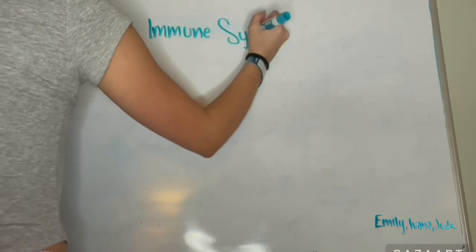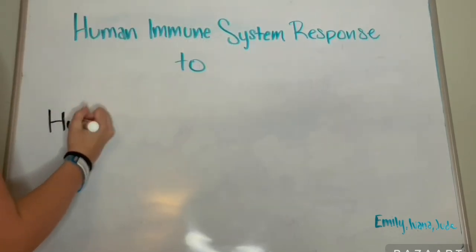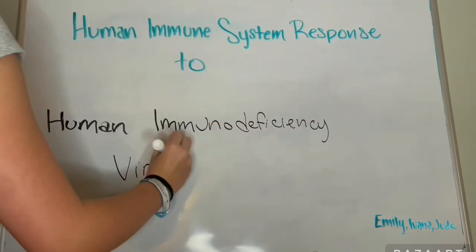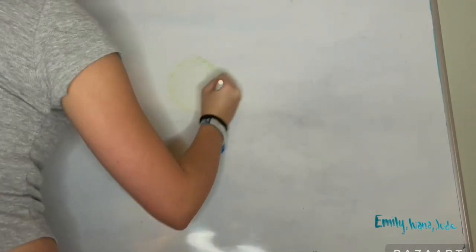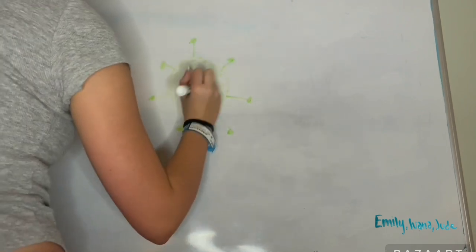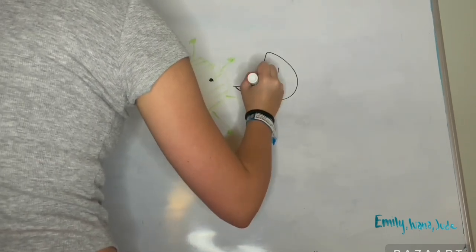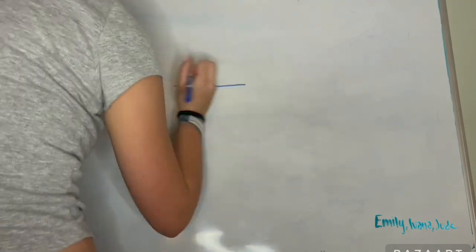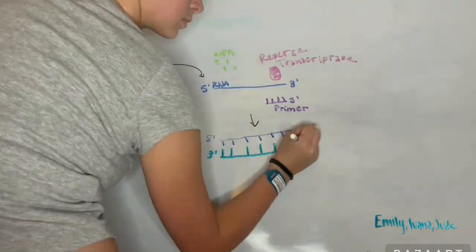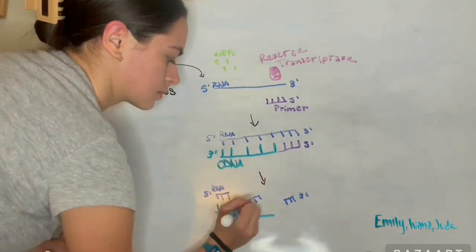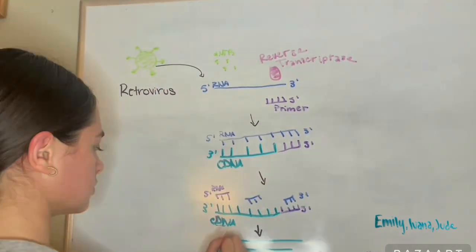Today, we will discuss the human immune system response to the human immunodeficiency virus, or HIV for short. Before we discuss the immune system response, we must first look at the pathogen itself. HIV is a retrovirus, meaning it contains and uses reverse transcriptase to change its RNA genome into DNA to integrate its genome into the cell's genome.